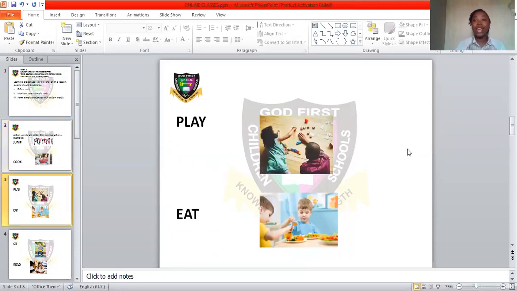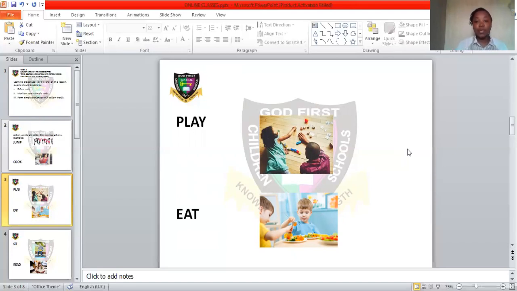The next example, we have play. When we play with our friends in school, when we play with our friends at home, we are carrying out an action, and the action we are carrying out is we are playing. So the verb in our action is play.